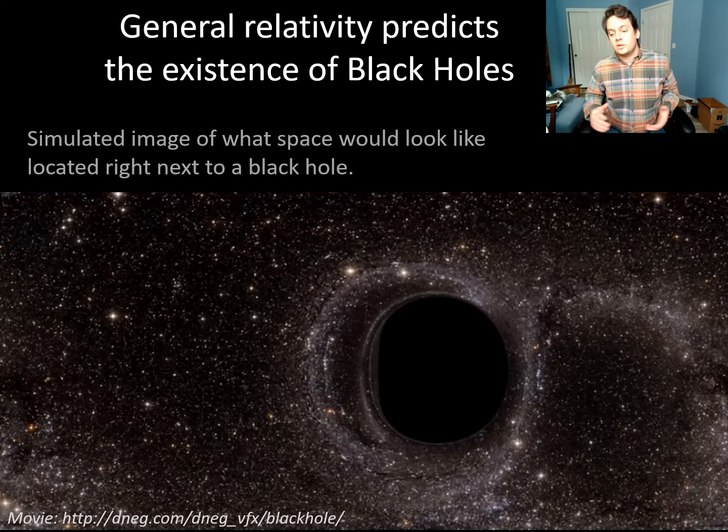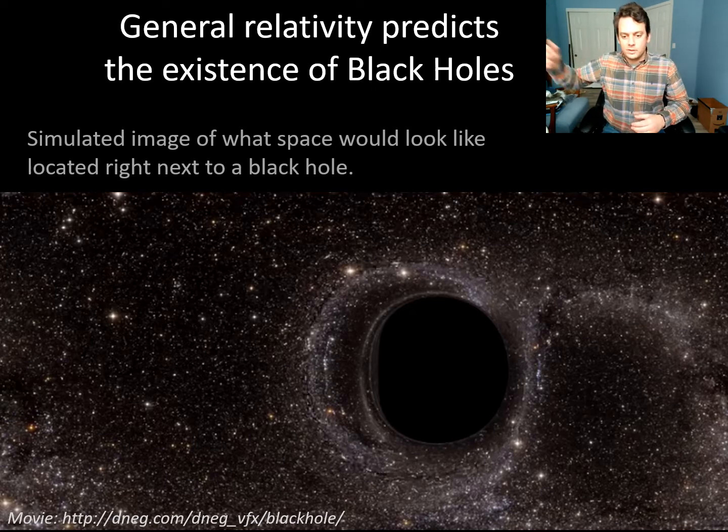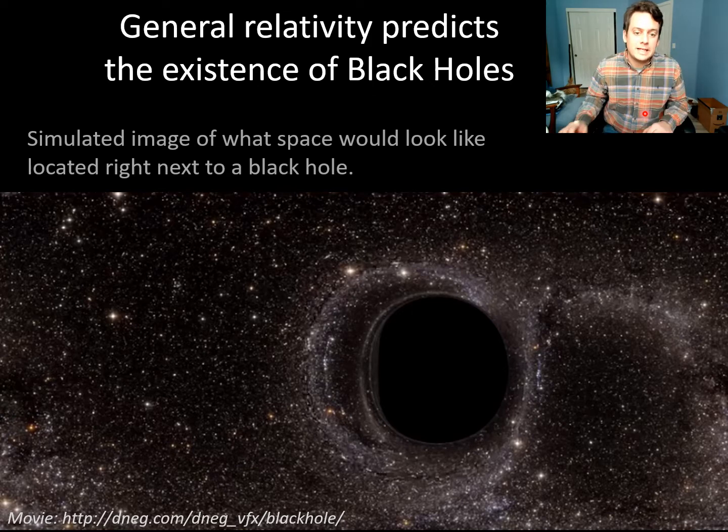So it turns out that we're quite confident in the existence of black holes. But fortunately, there aren't any black holes that are too close to us, and so it's not like we can just go out and touch them and so on. But we've got a lot of computer simulations that show how these things would behave. And here's a simulated image of what space would look like right next to a black hole, where the blackness is due to the fact that not even light can escape, right?